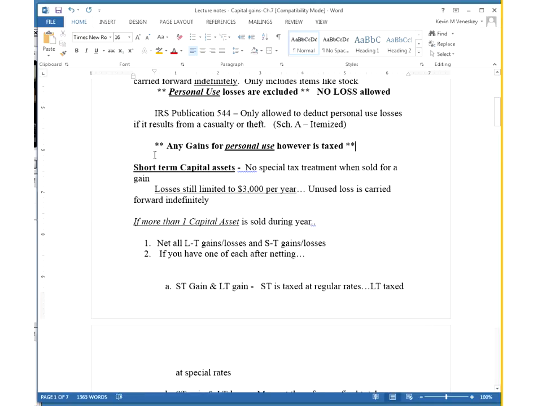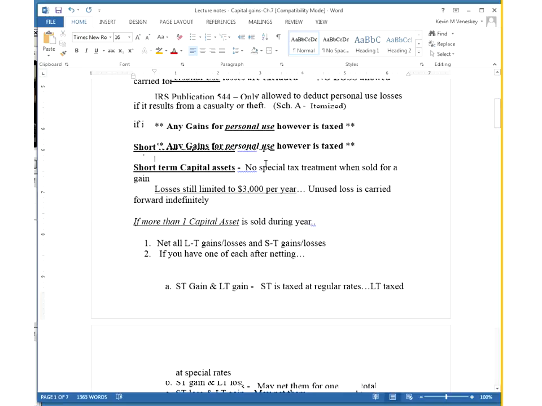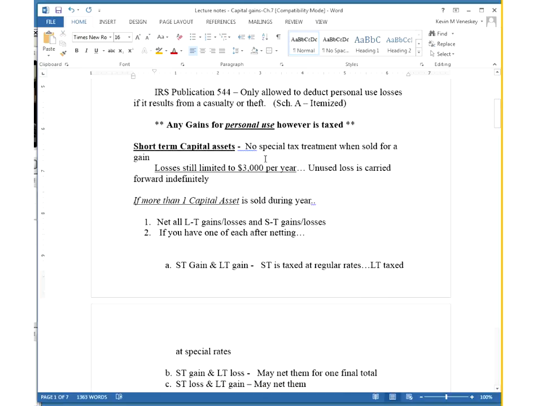So losses are not allowed, but the bad thing is if you have a gain on any of those long-term assets, even personal use, like your car or boat, say it happened to go up in value, it was an antique potentially, those are taxed at capital gain rates. So that's kind of the bad side. You are going to be taxed on any gains you have. And if you had it over a year, then you get the capital gain treatment.